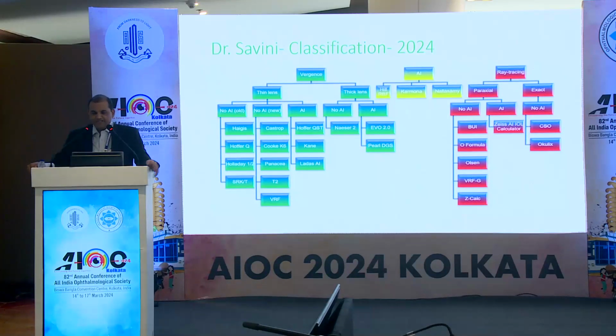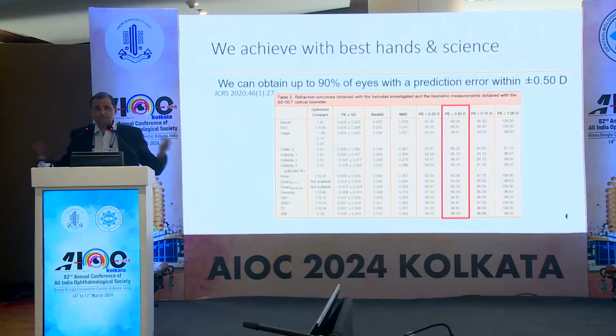The central ray tracing, that is a non-AI, CS and Oculix, which has been in the market for 7 to 8 years. So, huge classification. But what is presently used by the general population, what we are getting? This study shows that we can obtain up to 90% of the eyes with a prediction error of plus or minus 0.5, and it is our aim to remain under plus or minus 0.5.